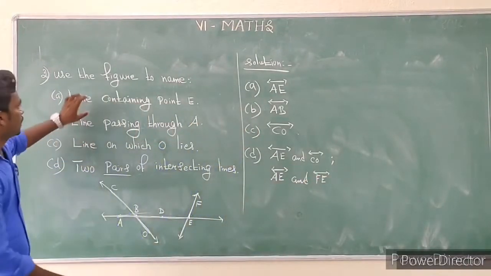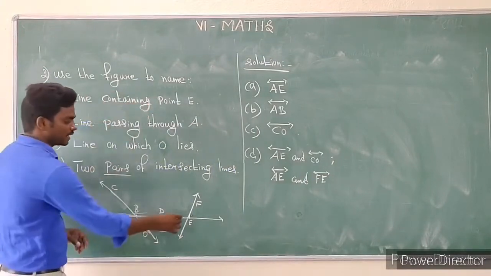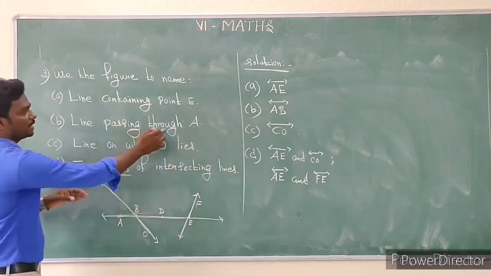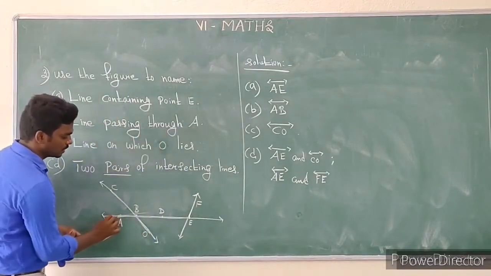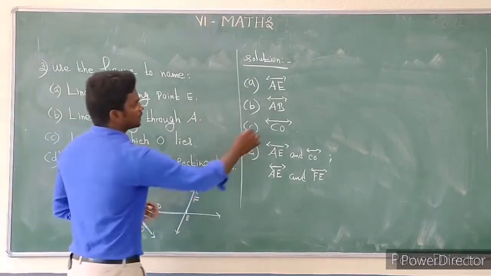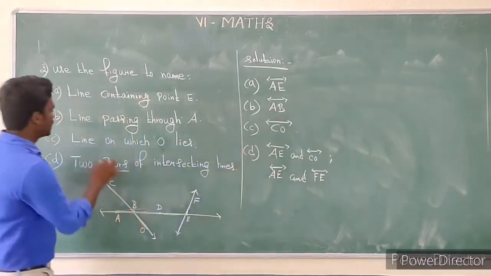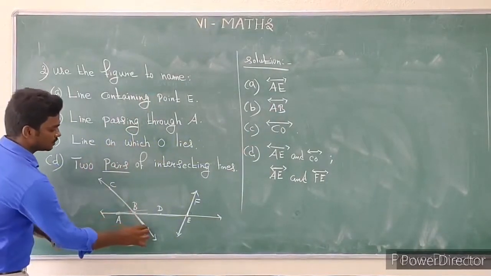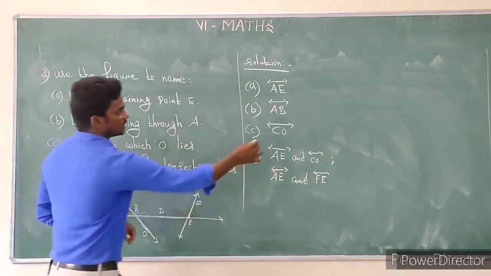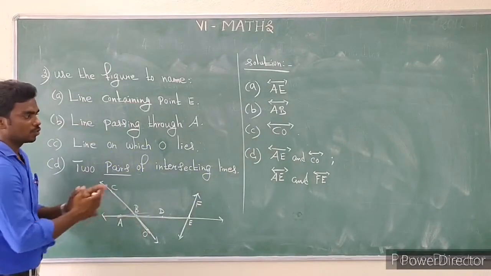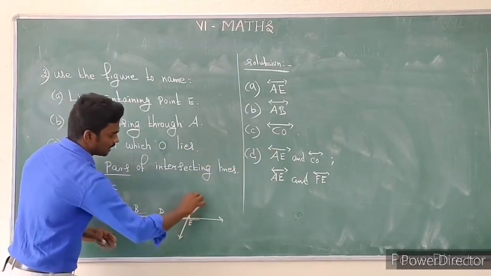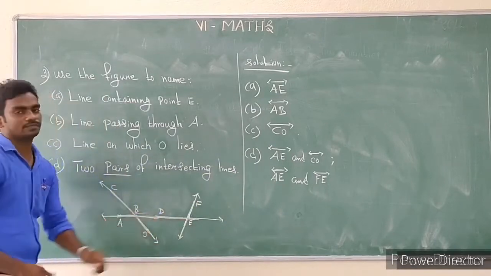So how to find this? First one is a line containing point E. That is AE. Next one, a line passing through A. Which line is passing through A? AB is passing through A. We can write any one of them, AB or AE. Next one, C, a line on which O lies. This line CO has the point O lying on it. Next, two pairs of intersecting lines. Here CO and AE are intersecting lines. Next, AE and FE are also intersecting lines.